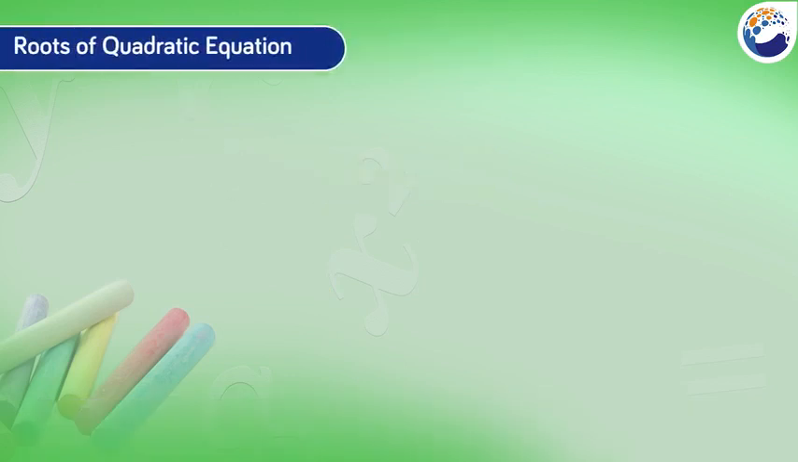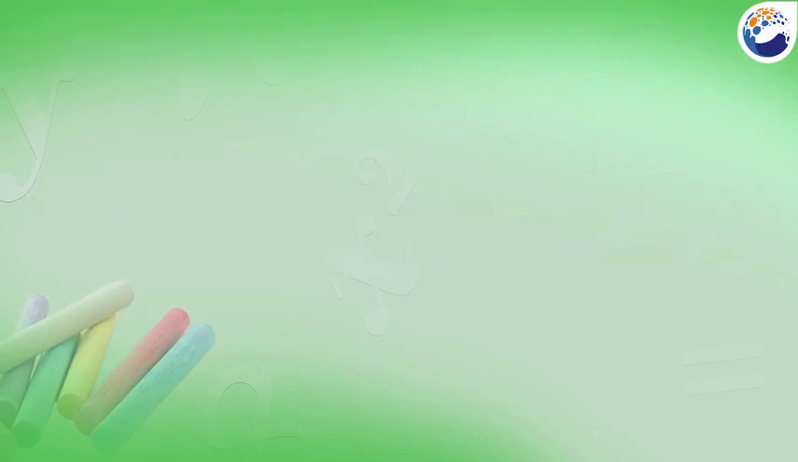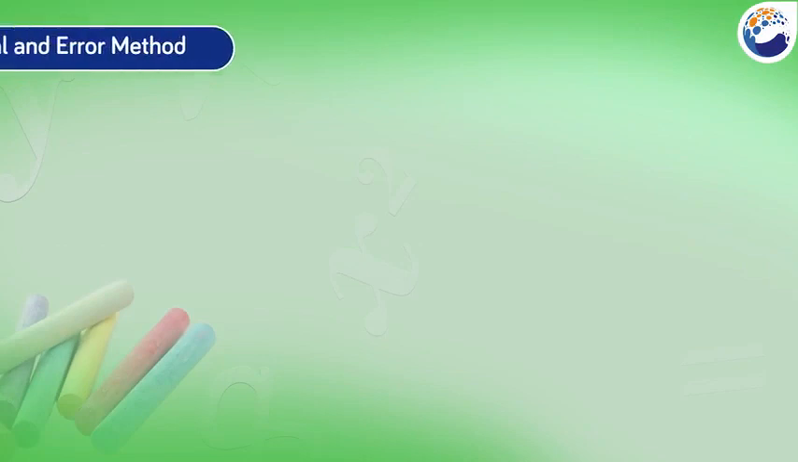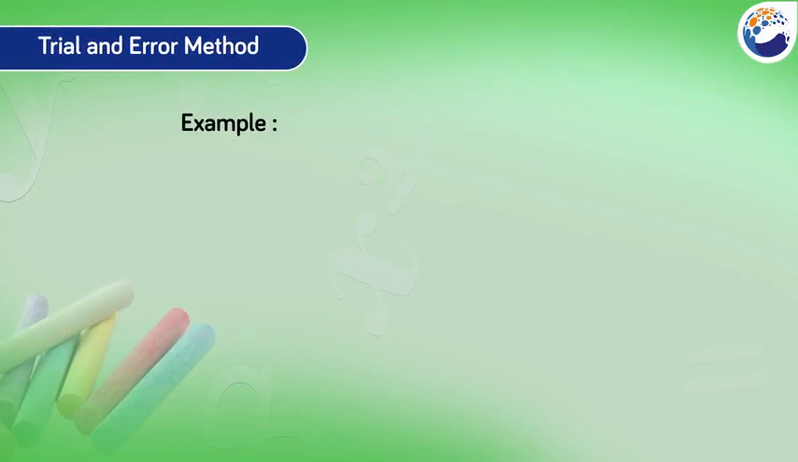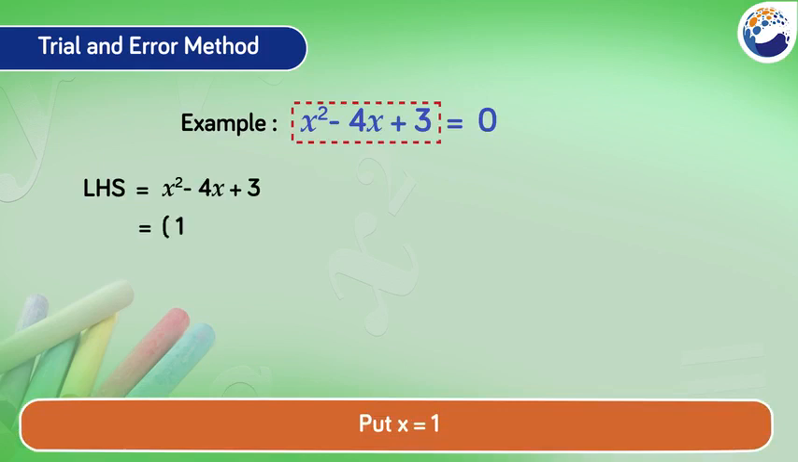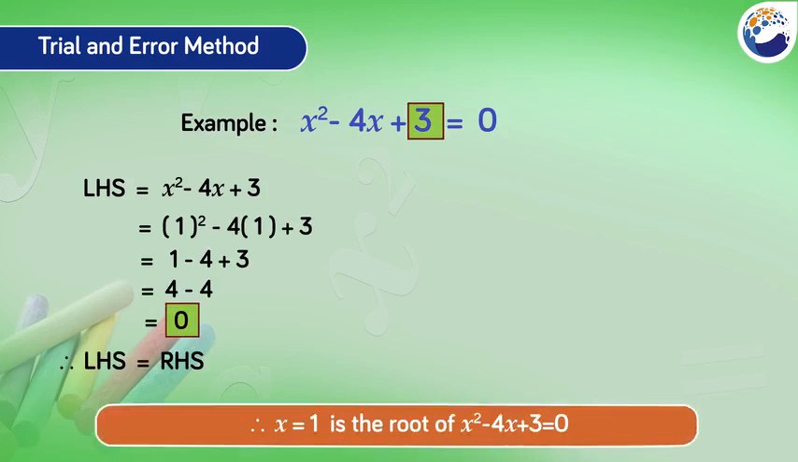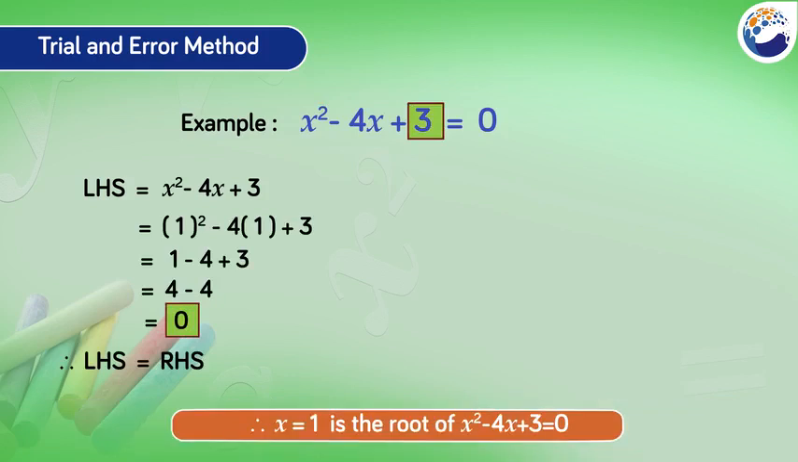Roots of quadratic equation. Values of the variable that satisfies the given quadratic equation are called roots of quadratic equation. For example, consider x square minus 4x plus 3 is equal to 0. Let us substitute the value of x as 1 randomly in LHS. Therefore, x square minus 4x plus 3 is equal to 1 square minus 4 into 1 plus 3, which is equal to 1 minus 4 plus 3. Therefore, 4 minus 4 is equal to 0. Therefore, RHS is equal to LHS.